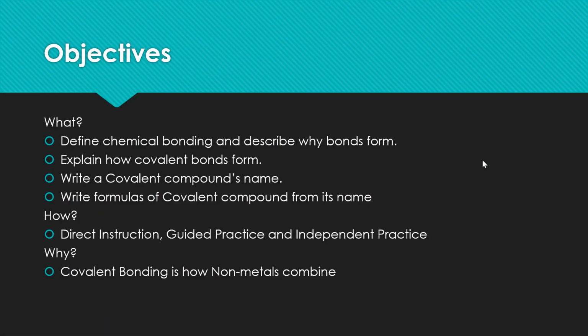So our objectives for this video, which may turn out to be two, is to define what chemical bonding is and describe why bonds form. We mentioned that already. Explain how covalent bonds form, write a covalent compound's name, and be able to write a formula for a covalent compound from its name.